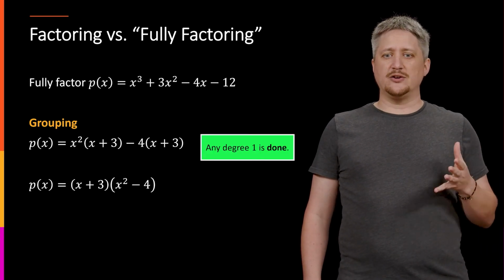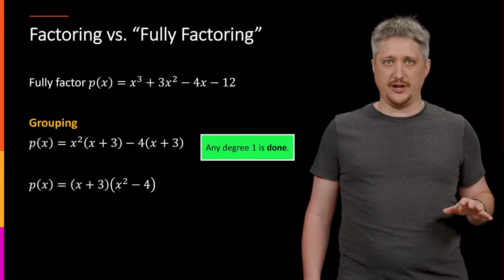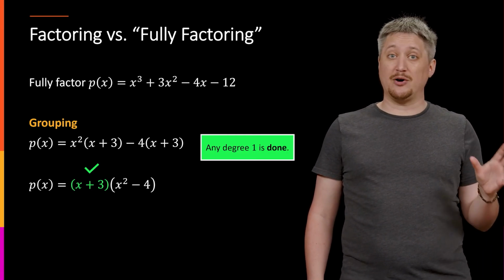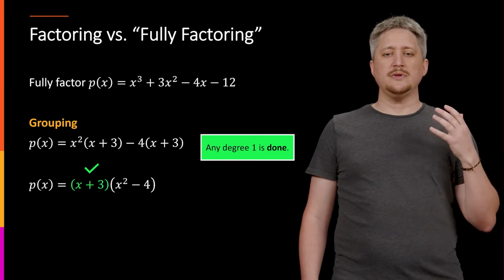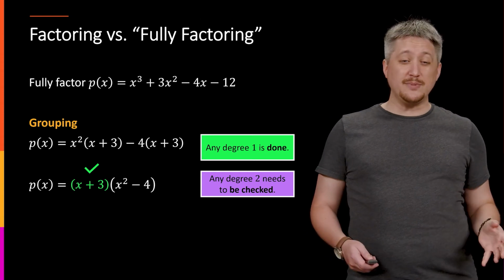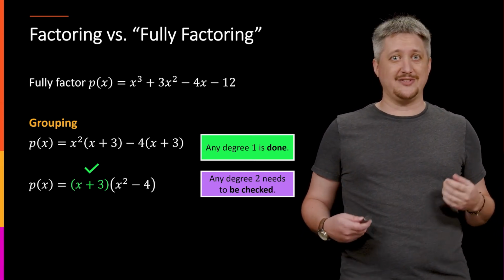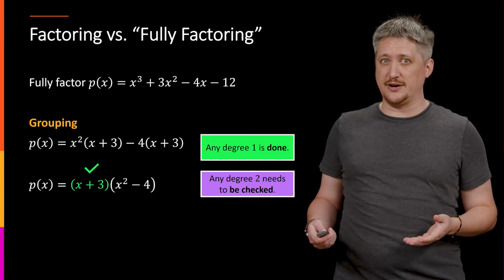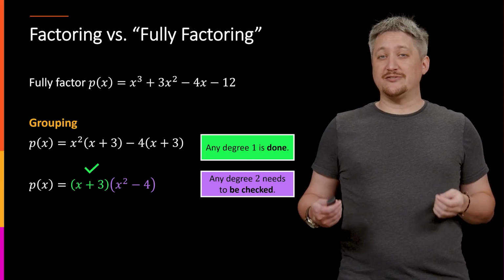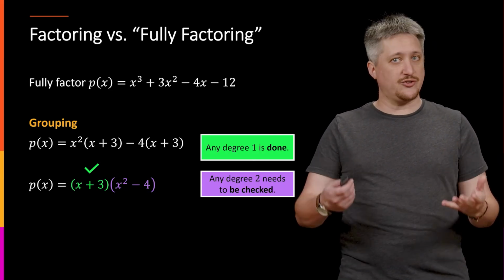So here, a good rule of thumb, any degree 1 term is done, can't be factored anymore. So in particular, that x plus 3, I know that part is fully factored. Degree 2 terms, those need to be checked. They might be fully factored, they might not be. Or another way of saying that is they might be factorable, they might not be factorable. So here, this x squared minus 4, it's unclear because it's degree 2 whether it could be factored or not, and it turns out it can.